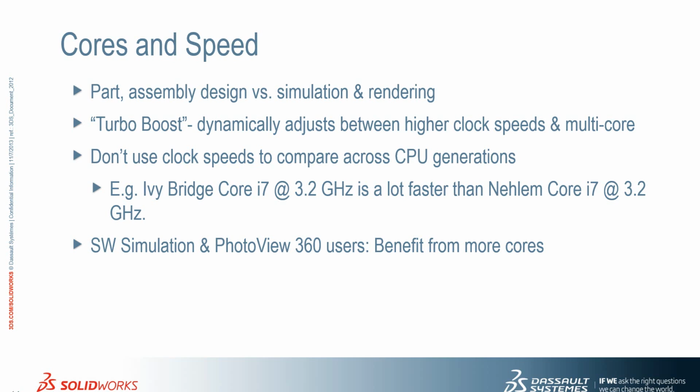These days, don't use the clock speeds to compare across CPU generations. So, for instance, an Ivy Bridge core at 3.2 gigahertz is a lot faster than a Nehalem core at 3.2 gigahertz. It's to do with the way the architecture is built within the CPU, and they're constantly refining it to make it better. So if you can, try to get the latest range of processors, not an older one, because you may find, even though the clock speeds are the same, the performance is a lot different. The newer ones will be much better.